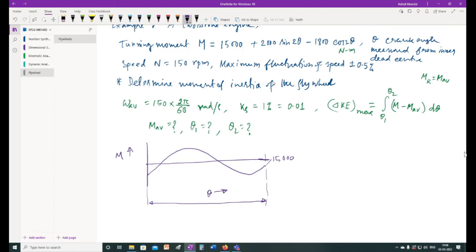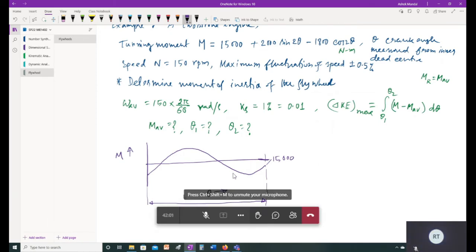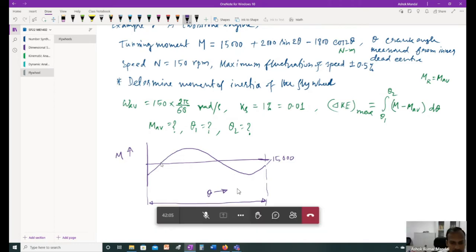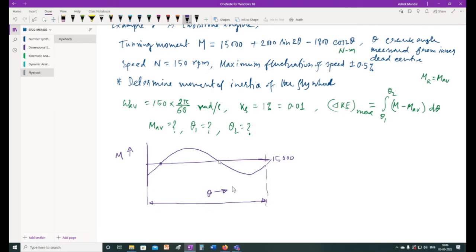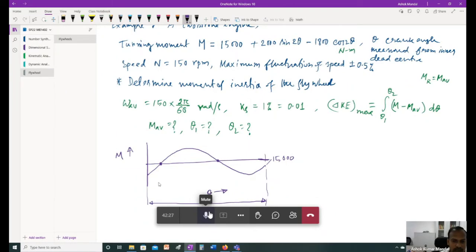Yes, sir. This is the average value you will get. And you can see here from this diagram, there are two crossing points. These are the only two crossing points through which the turning moment crosses the average value. So the kinetic energy will be minimum where? The first point is related to minimum kinetic energy, and the second point corresponds to the maximum kinetic energy. Is it not? There is no other point, sir. This line corresponds to M average, and this line is your actual M, right?